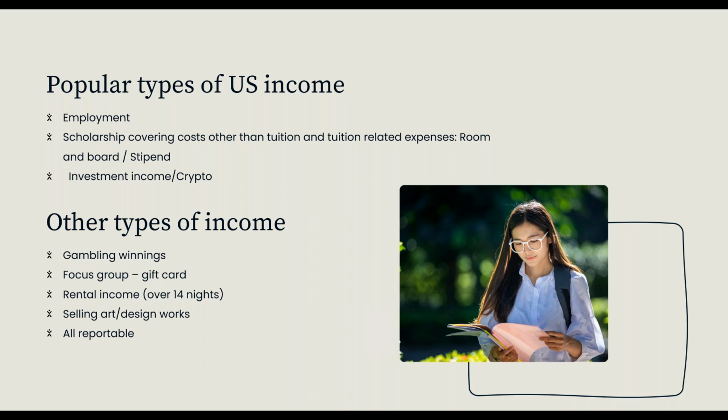Or maybe you've got investment income or you've invested in cryptocurrencies. Or some other types of income may be less common, but nevertheless will trigger a filing requirement. Maybe you've got gambling winnings, or you've attended a focus group and you've received a gift card in payment for that. Or maybe you've rented out a room in your apartment for over 14 nights on Airbnb. All of this will be considered income and will trigger a filing requirement.